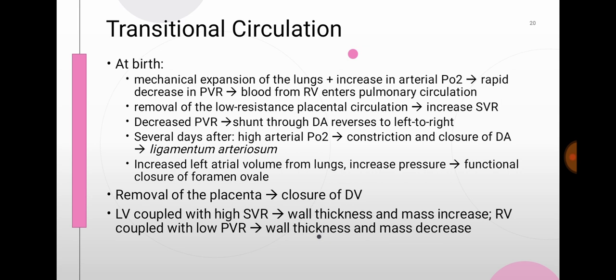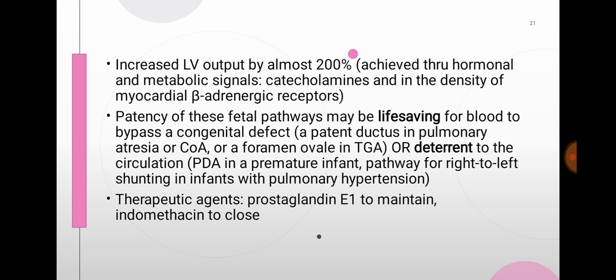Once the placenta is removed, you have closure of your umbilical veins. After a while, because during fetal circulation your ventricles do not contract very much since blood bypasses them, the work is on the atrium. After that, with neonatal circulation, your left and right ventricles begin to contract, so their walls thicken and their mass increases. So your LV output increases by around 200%. This is achieved through hormonal and metabolic signals, your catecholamines, and your density of myocardial beta-adrenergic receptors.